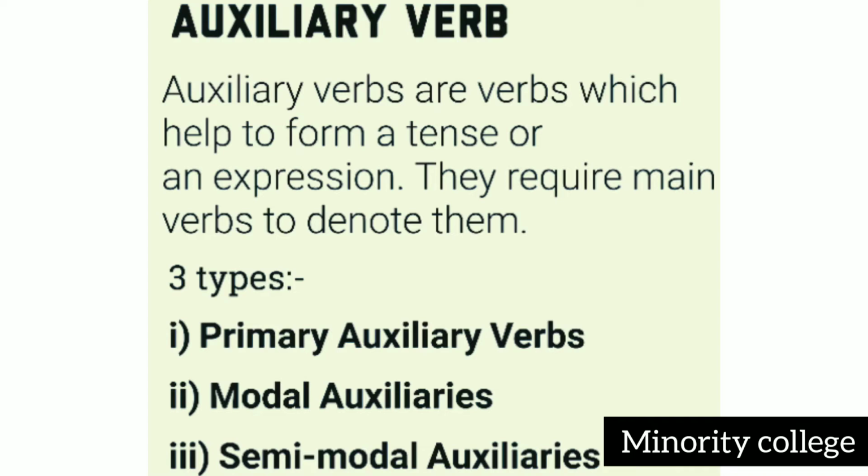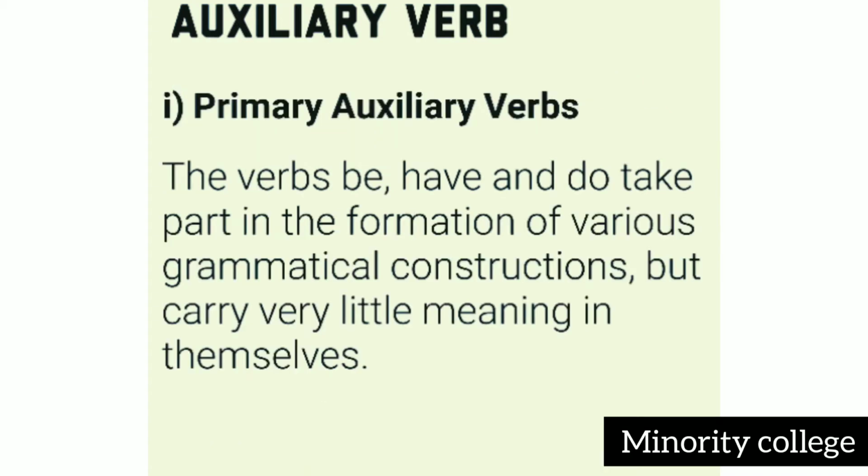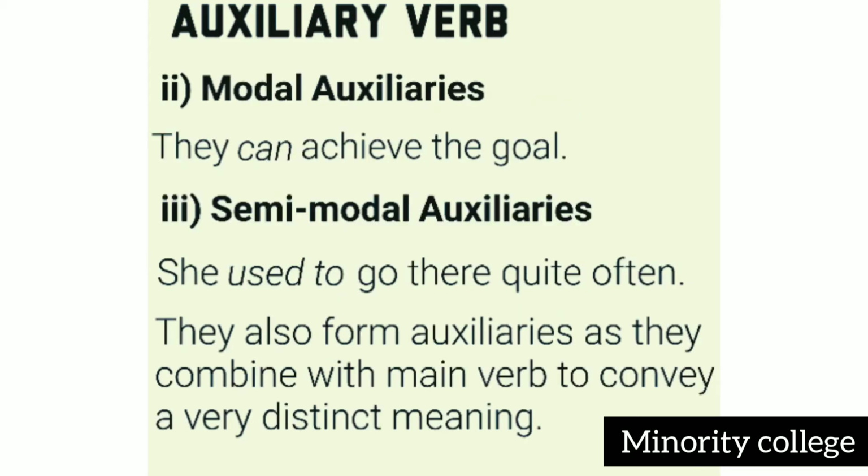Auxiliary verbs are verbs which help to form a tense or an expression. They cannot form a complete sentence on their own and require main verbs to denote the action. The primary auxiliaries are be, have and do. These three verbs take part in the formation of various grammatical constructions but carry very little meaning themselves. They are not action words. Modals and semi-modals also form auxiliaries as they combine with main verbs to convey distinct meanings.